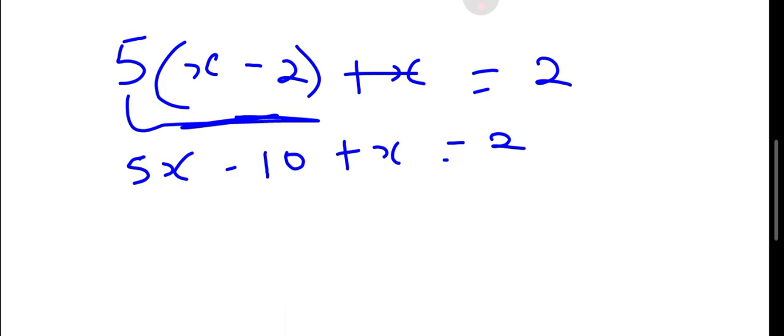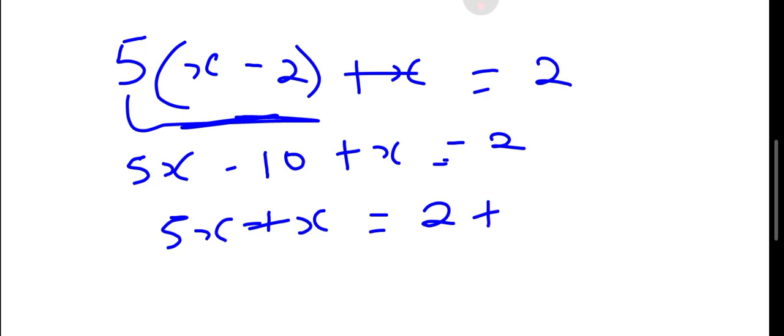So now we group like terms, right? So we bring all x to the one side and every other thing to the other side. So we have 5x plus x is equal to 2. So when 10 crosses the equal sign, it becomes what? Negative 10 crosses becomes positive 10, right? So 5x plus x will give us 6x, which is equal to 12.